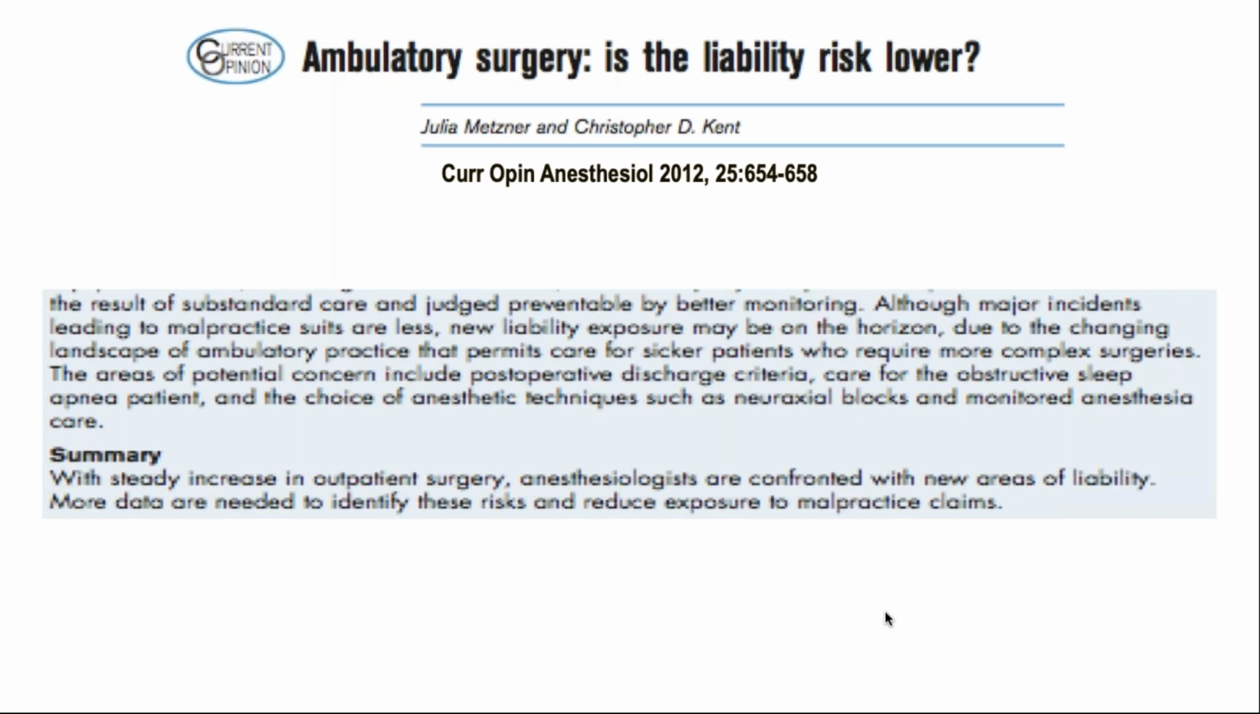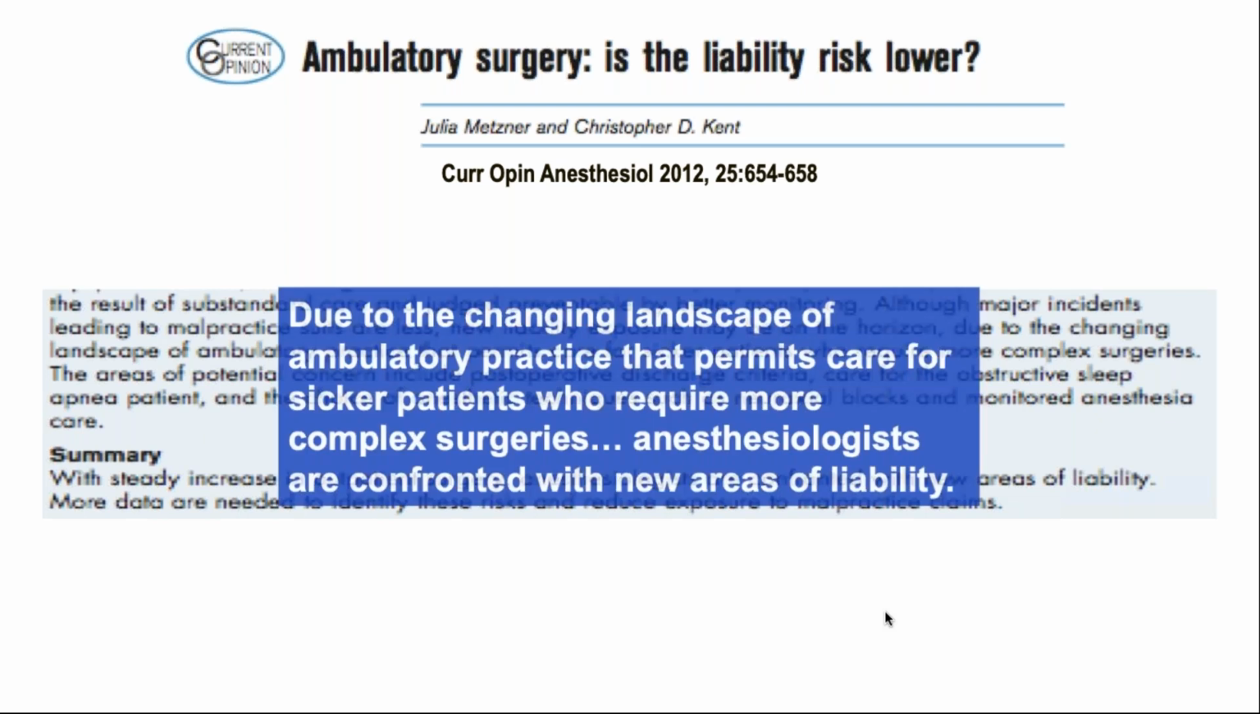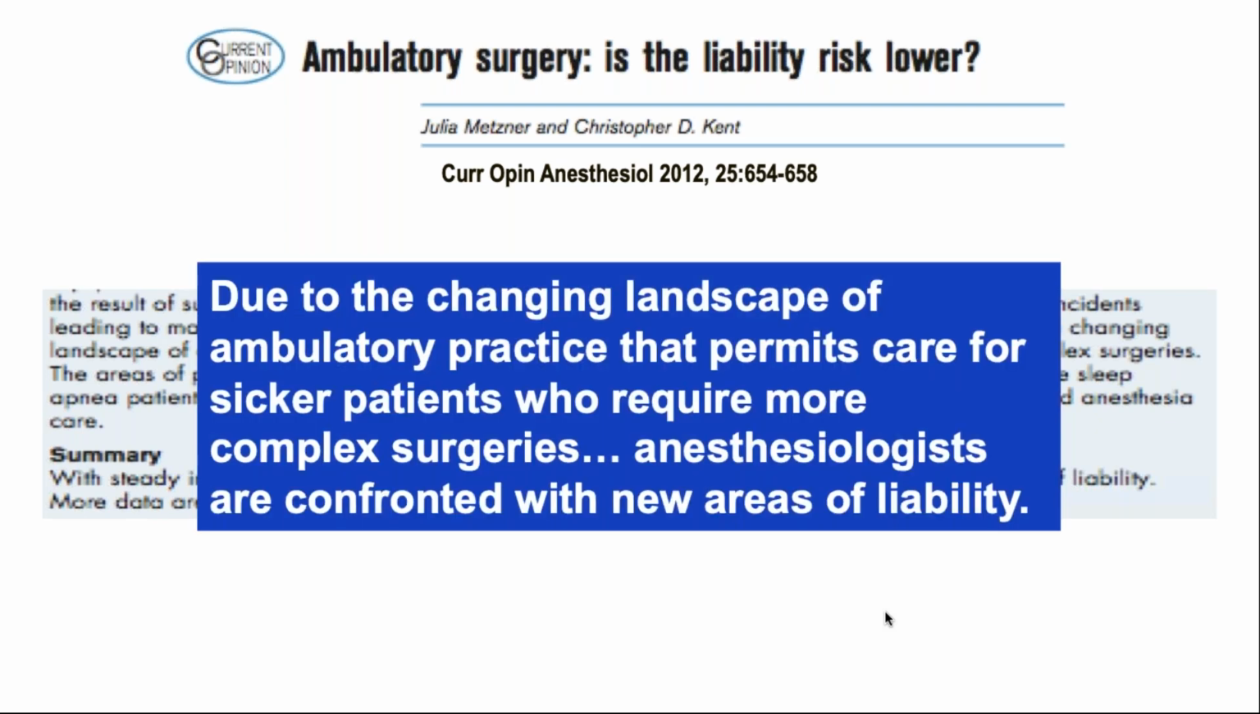So what can we say? I think it's best to be summed up by Julia Metzner and Christopher Kent from Current Opinions, 2012. Due to the changing landscape of ambulatory practice permits care for sicker patients who require more complex surgeries, anesthesiologists continue to be confronted with new areas of liability. And now I thank you, and I turn the webinar over to my dear friend and colleague, Dr. Rich Ehrman.